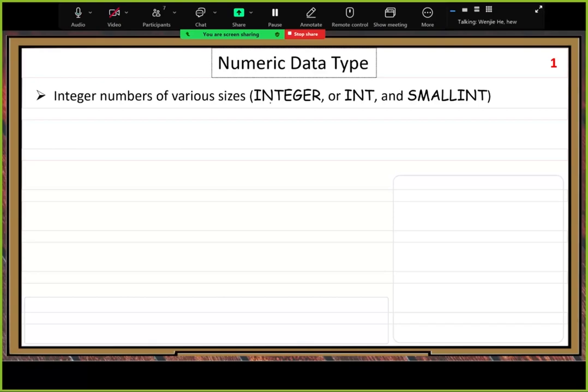Even for the integer, you can use the whole word integer or int. Actually, most people use int, because in many programming languages we use int, so we are used to that. And there is small int. When you use integer, you may use integers of different sizes, right? In our programming languages, we have short integer, integer and long integer. We have several integer types.